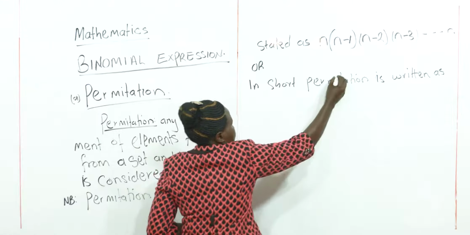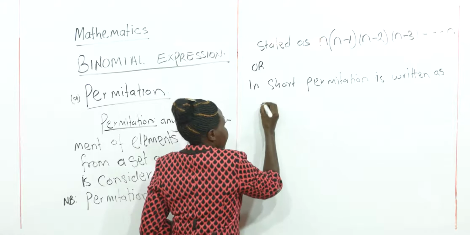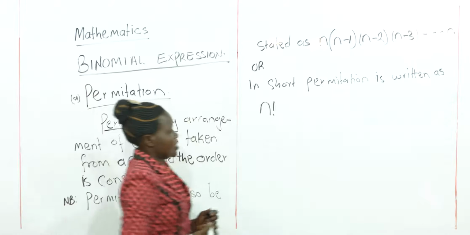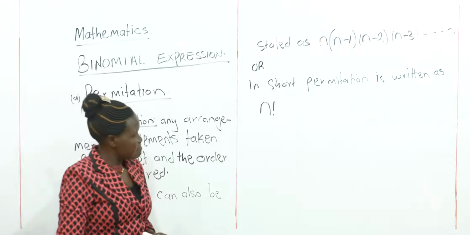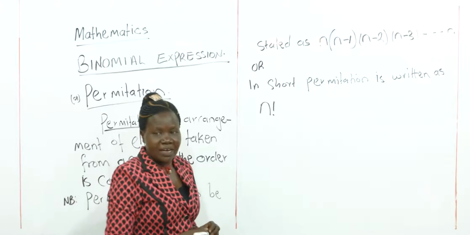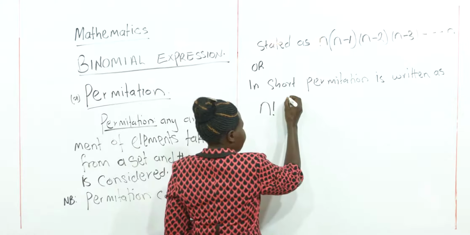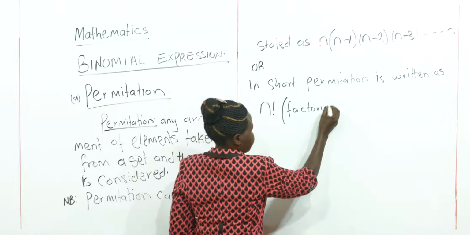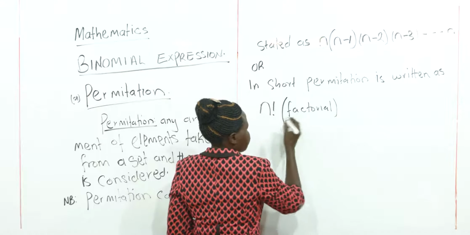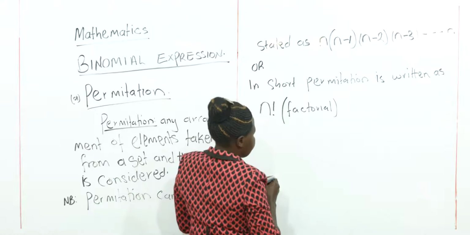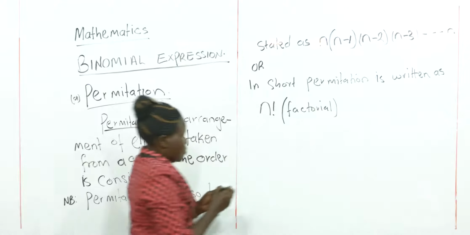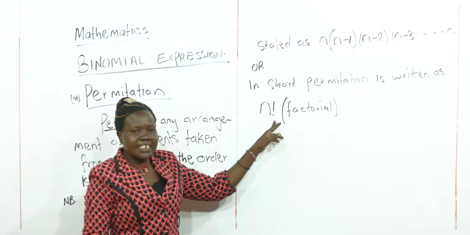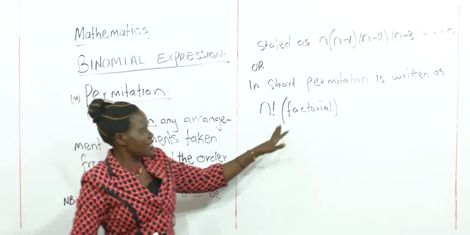n, and then you bring this symbol here, like an upside down I. So this symbol here, we call it a factorial in mathematics. Factorial. So when you see n, then the symbol, we say it is a factorial.